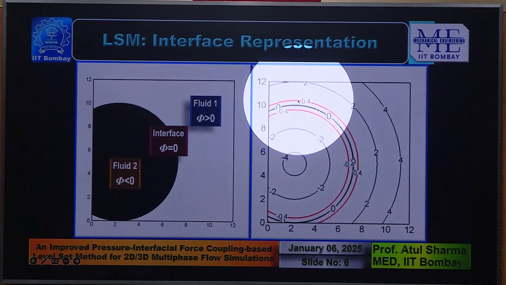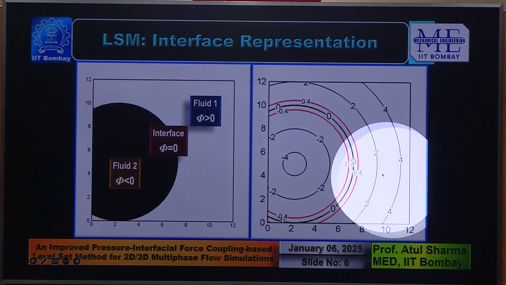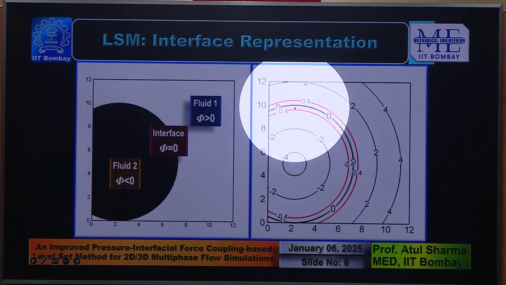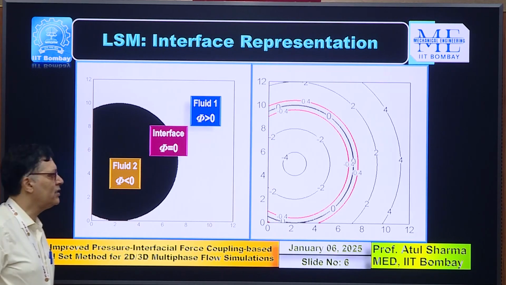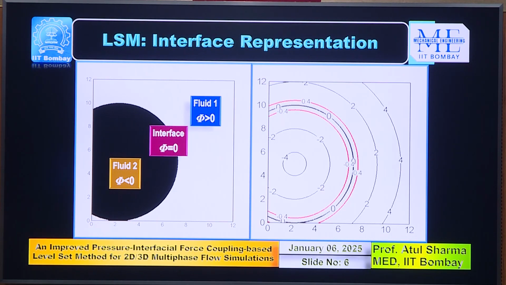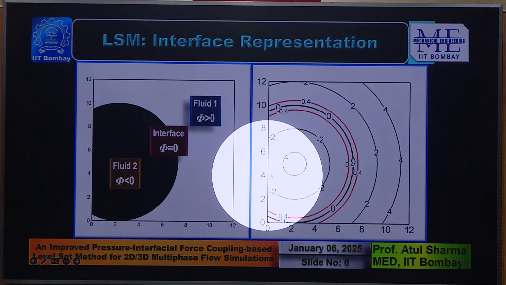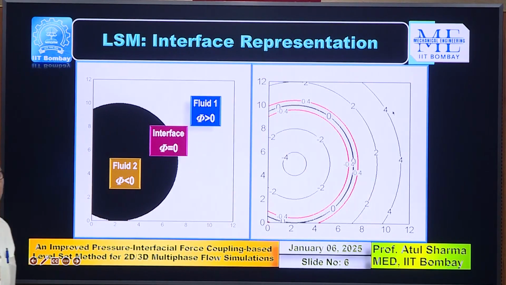you can see that there is a thickness of the interface. This black line is the physically realistic interface, phi equals 0, and the red band shows the thickness of the interface. Typically, in a numerical approach in a Cartesian coordinate system, this is taken as 3 delta x. You can see here also that the value of the level set function is negative inside and positive outside. It's a signed normal distance function.